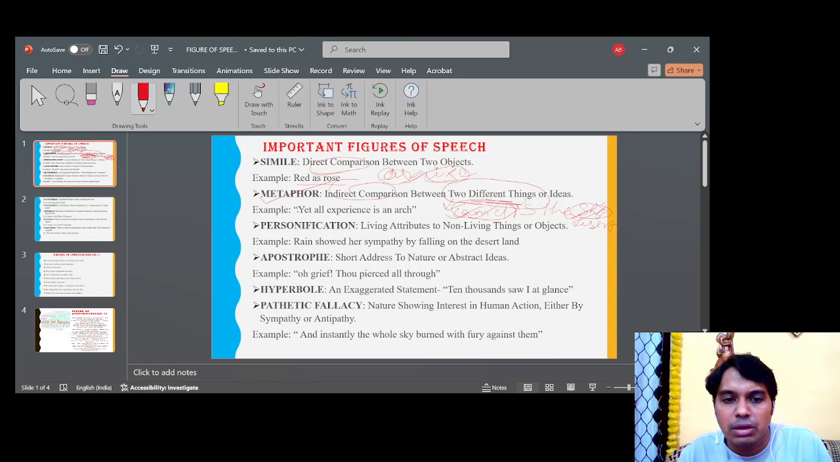Now if you take the example that is there, yet all experience is an arch.